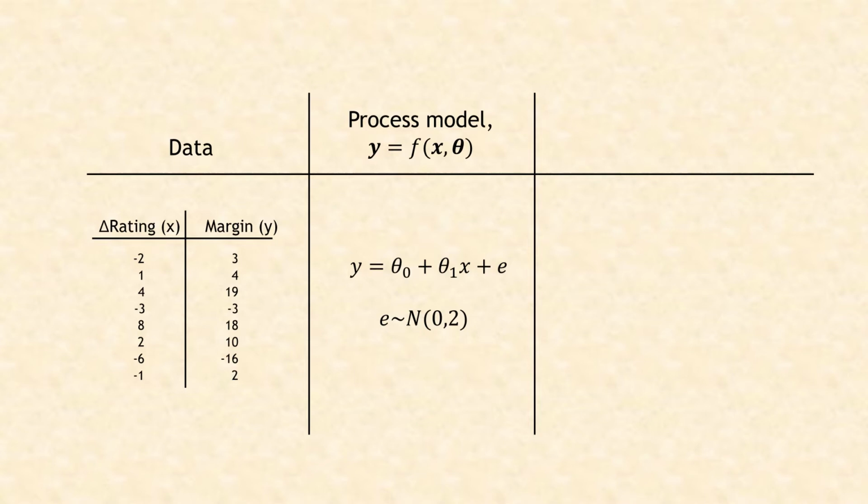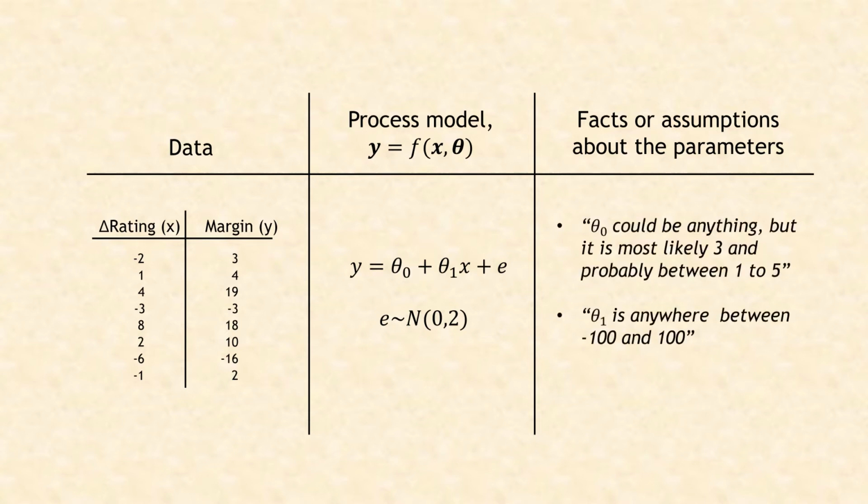The last thing you need is some known facts or assumptions about the unknown parameters. For example, we might know based on our experience that θ0 is roughly 3 and likely between 1 and 5, and that θ1 is between -100 and 100, so we would write that down. Now, you might not be able to get as specific as this, but typically you would know at least the order of magnitude of your parameters. If you really don't know anything about your parameters, that's okay, but you still must write it down.